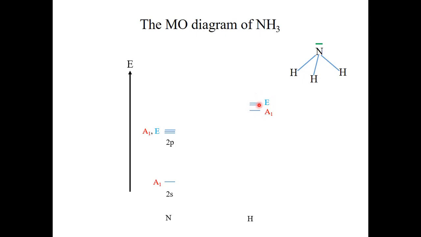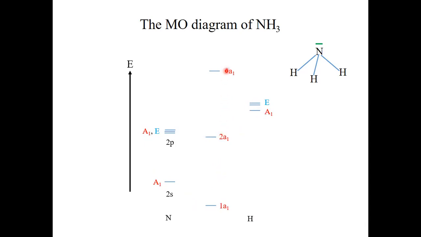Okay, then we have all our ligand group orbitals. We have all our atomic orbitals. Now, let us combine the orbitals to form molecular orbitals. So we have 3 A1s, so we have to produce 3 A1 type molecular orbitals.